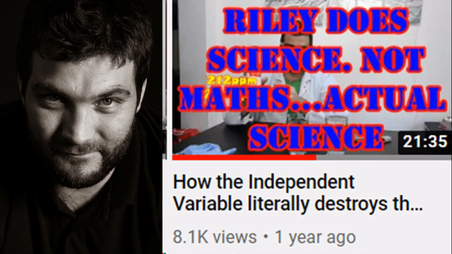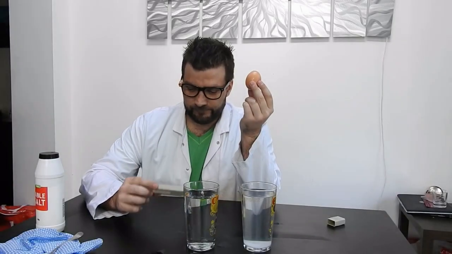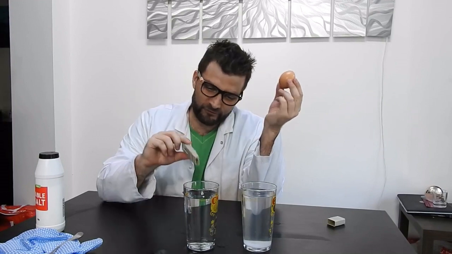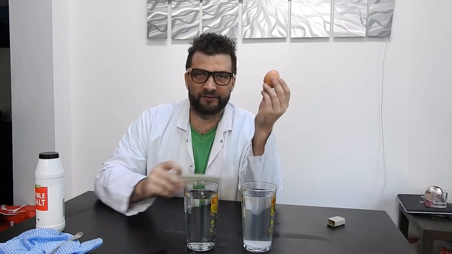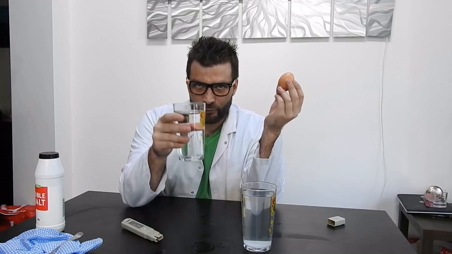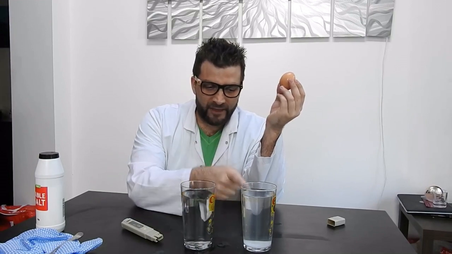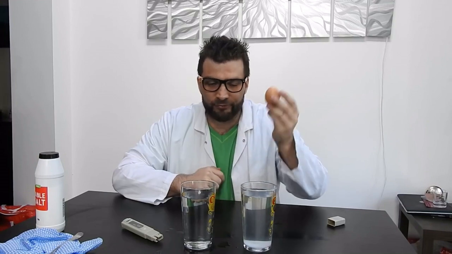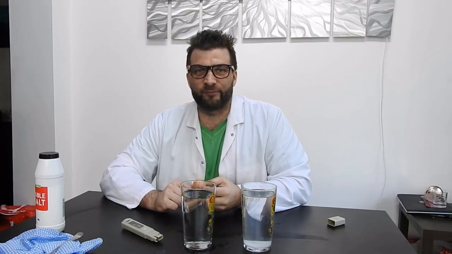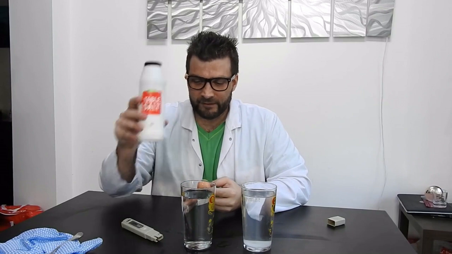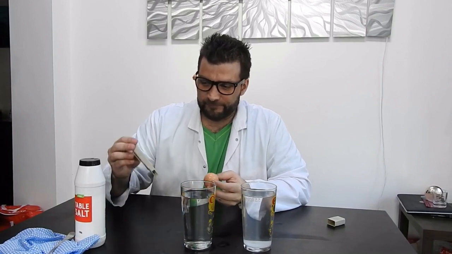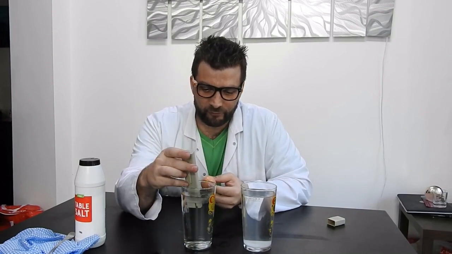Back in May of 2019, I performed this experiment. This is my egg. This is my parts per million counter. This is going to measure the parts per million of both these fluids. This is tap water, regular tap water. That is the same tap water, but it's been preloaded to save some time with some salt from this to give it a density variation.